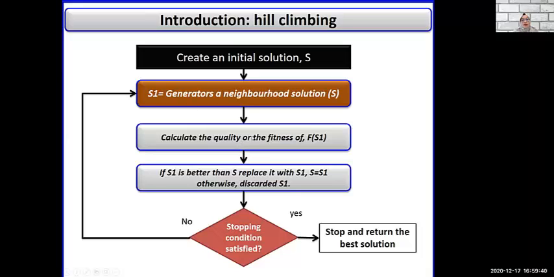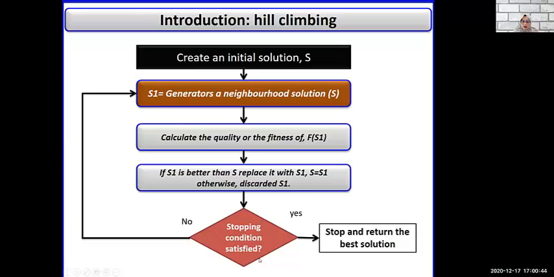So calculate the quality or the fitness of the new solution. If the generated solution, or the neighbor solution, is better than the current solution, then we replace the old solution with the new neighbor solution. So we update S equals S1. Otherwise, discard the new solution. Then we test.